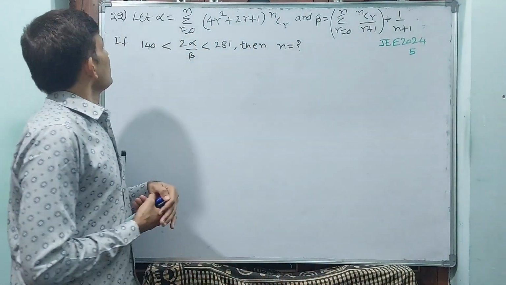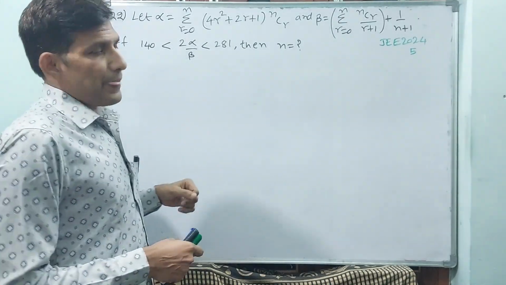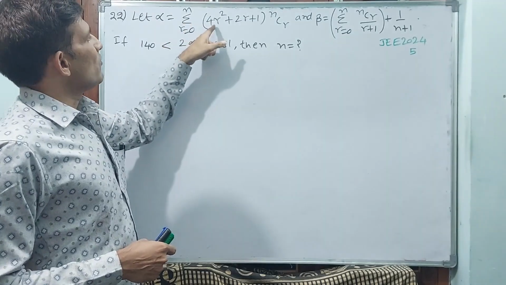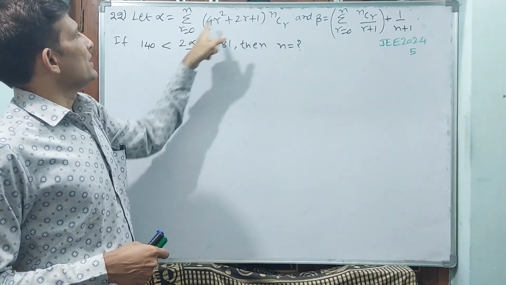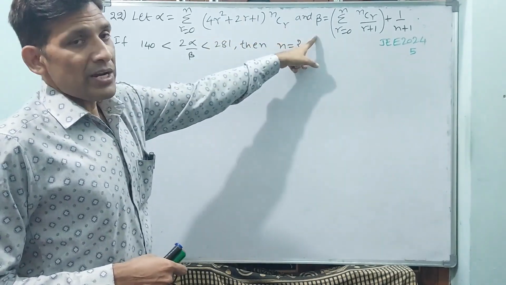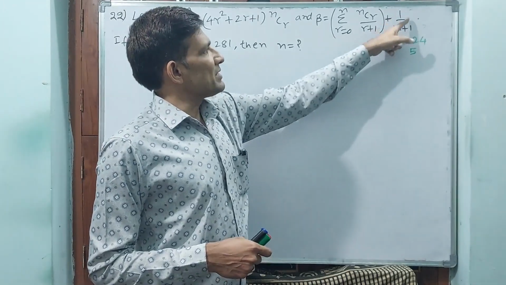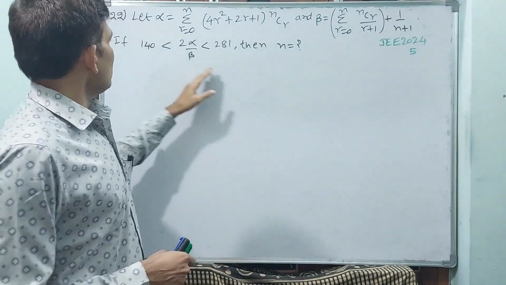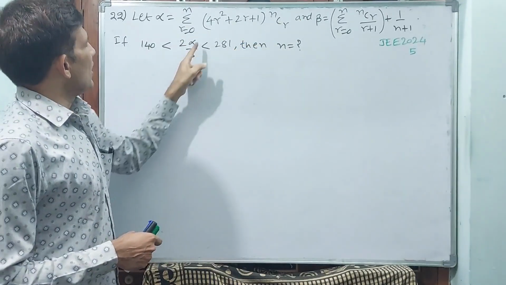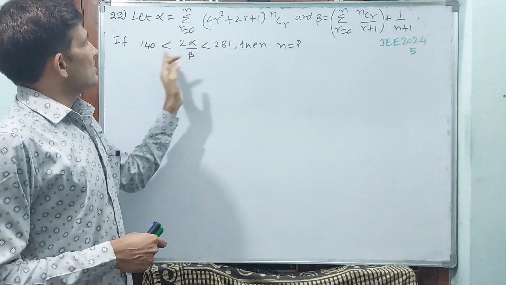Now see this question. These three questions are going to take much time today. Let alpha be equal to sigma r equals 0 to n of (4r square plus 2r plus 1) times NCR. Beta is equal to sigma r equals 0 to n of NCR by (r plus 1), again plus 1 by (n plus 1). If 2 alpha by beta is greater than 140 and less than 281, then what is the value of n?